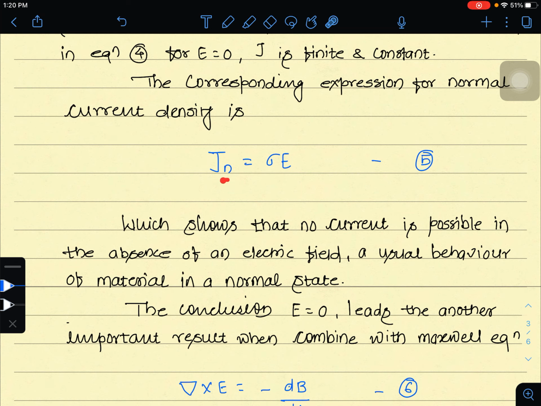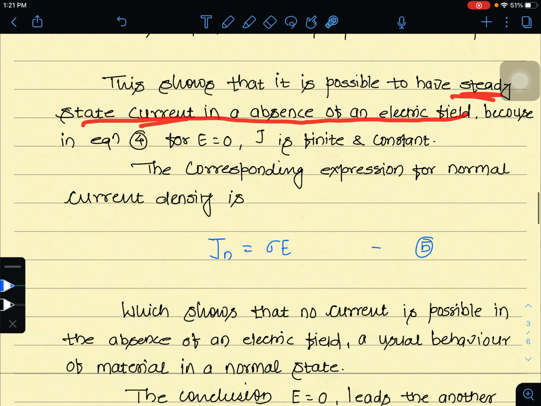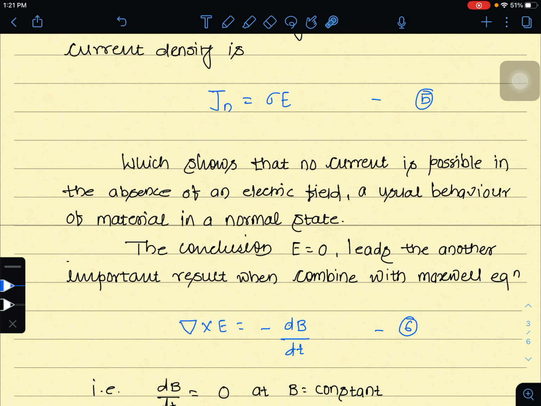In that equation, it shows that no current is possible in the absence of an electric field. Here, in the superconducting case, a steady state current can pass in the absence of an electric field, but here no current is possible in the absence of an electric field. That means its behavior is like that of a normal state material.